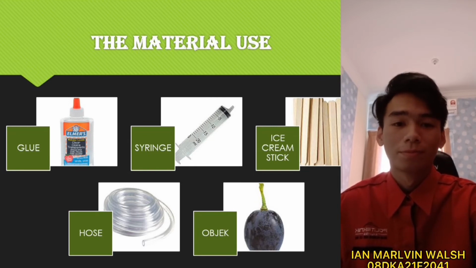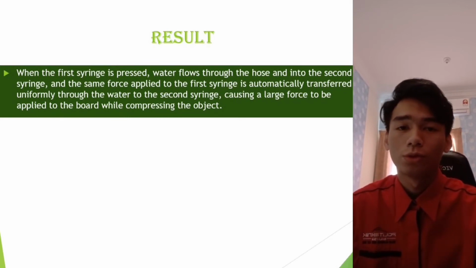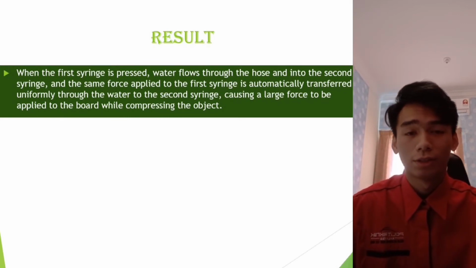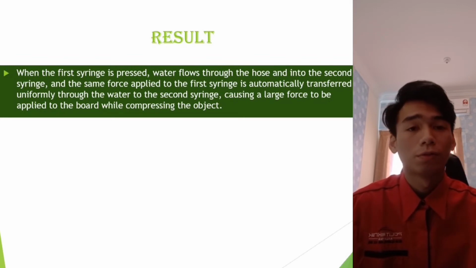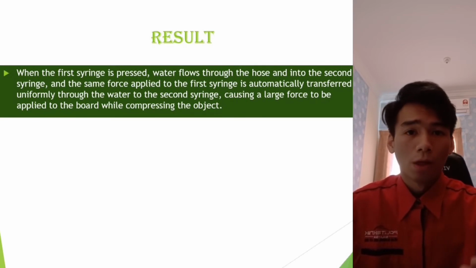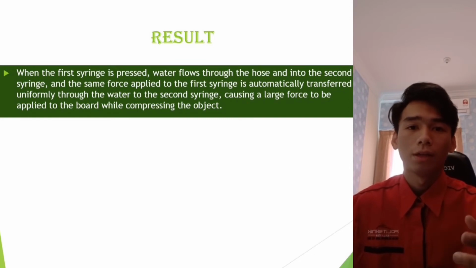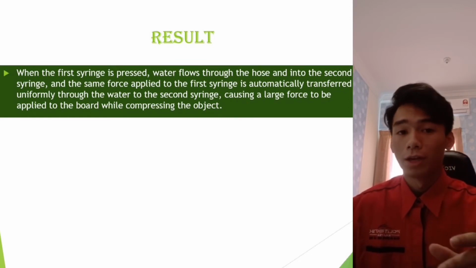For the result: when the first syringe is pressed, water flows through the hose and into the second syringe, and the same force applied to the first syringe is automatically transferred uniformly through the water to the second syringe, causing a large force to be applied to the board while compressing the object.